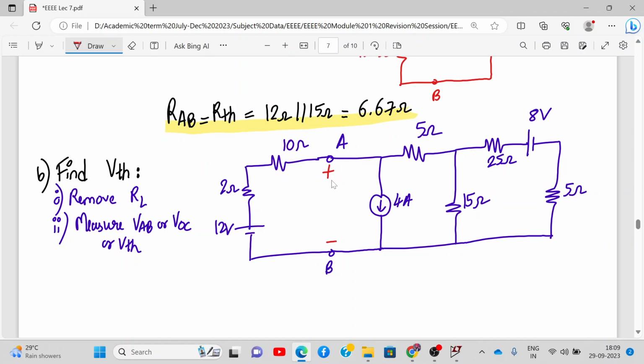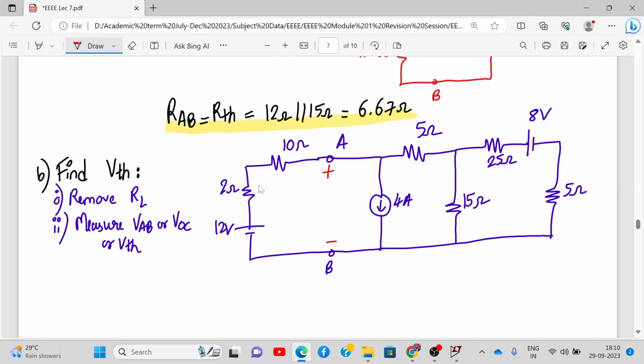Alright, so let's do that. We need to calculate the open circuit voltage between the points A and B. For that, we need to calculate the current flowing through this loop, because we want the current flowing through the 2 ohm resistance and the 10 ohm resistance, so that we can calculate VAB. Now, if you see carefully, there are 3 loops over here.